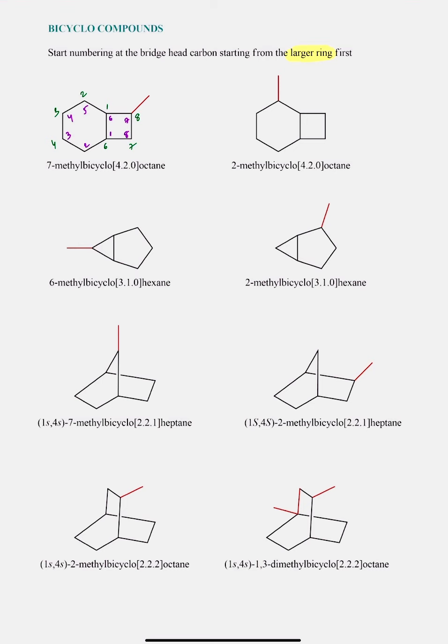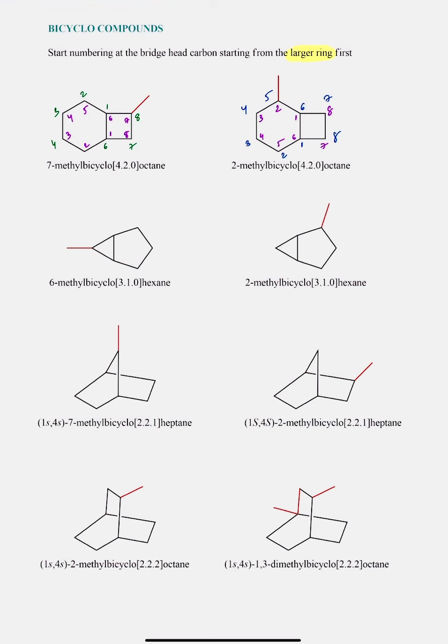I start numbering at one of the bridgeheads, say the bridgehead at the top. I give it number 1. I go around the bigger ring, I finish numbering, and then I come to the smaller ring. Now here I got a substituent at carbon 2. Now if I start at the bridgehead carbon at the bottom and go around the bigger ring first and then finish numbering, I get the methyl group at carbon 5. So which is correct? According to the lowest sum rule, the purple numbering is correct. So the name is 2-methylbicyclo[4.2.0]octane.